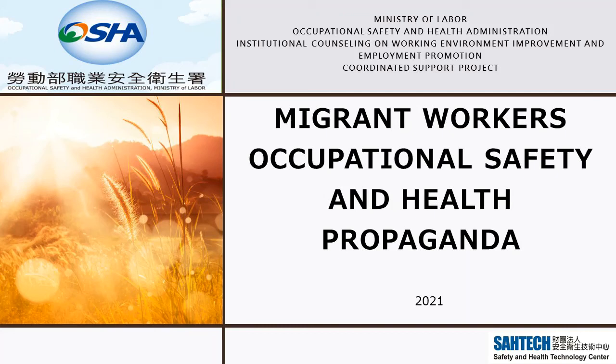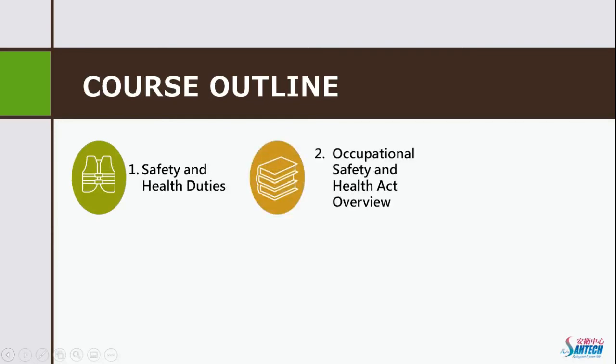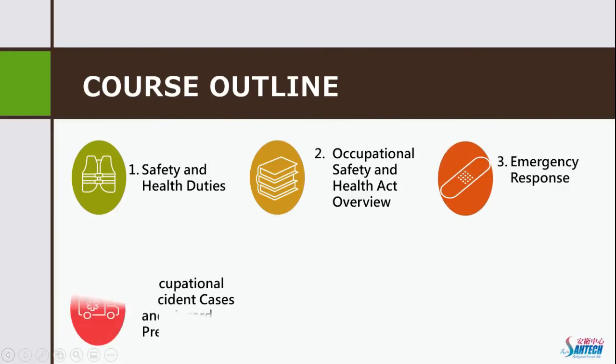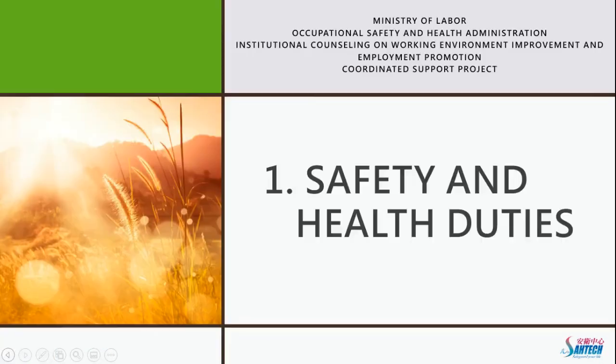Migrant Workers' Occupational Safety and Health Propaganda, Course Outline. 1. Safety and Health Duties. 2. Occupational Safety and Health Act Overview. 3. Emergency Response. 4. Occupational Accident Cases and Hazard Prevention. 5. Conclusion.